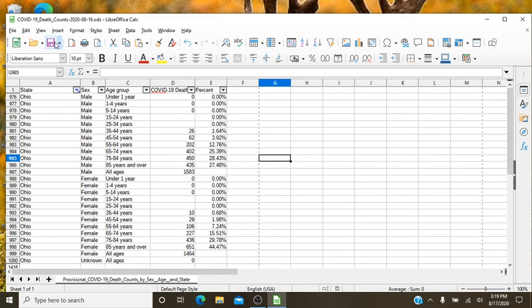And females seem to have a higher death rate and more deaths than men do, which is interesting. Of course, this was for the state of Ohio. The results pretty much mirrored the entire country.